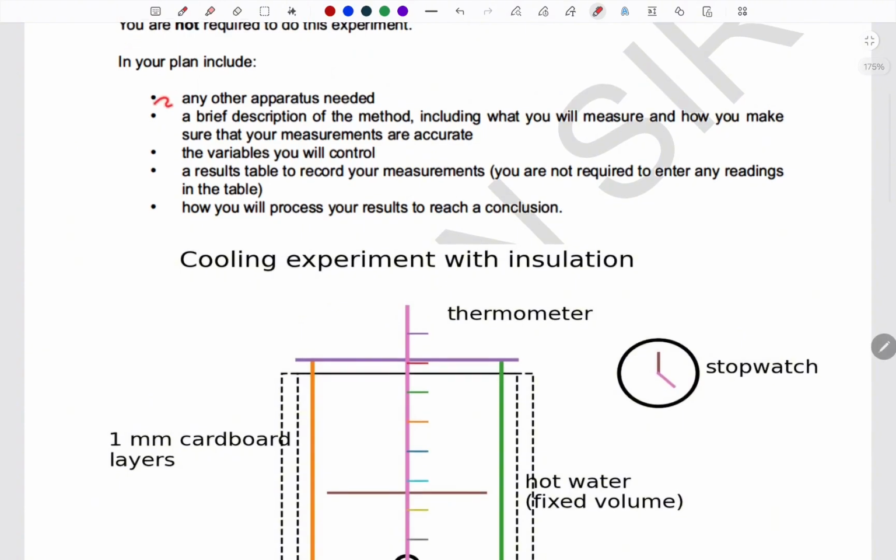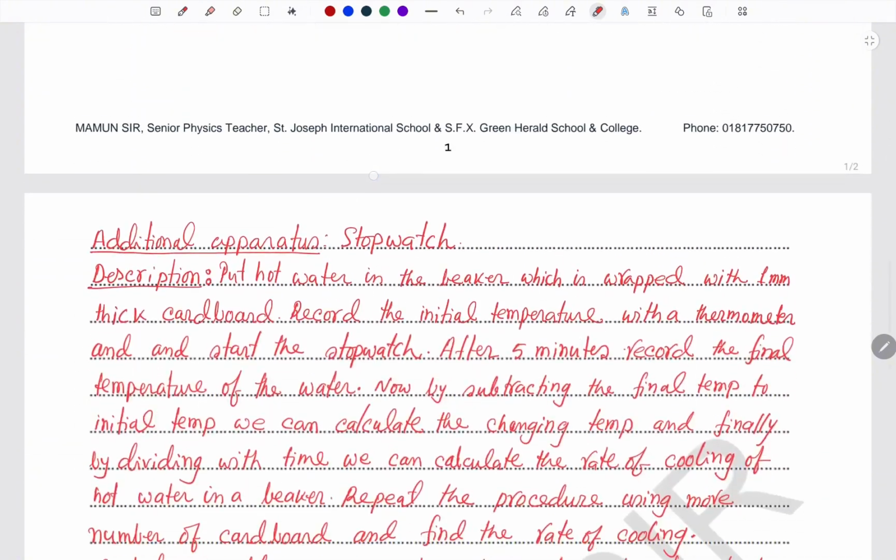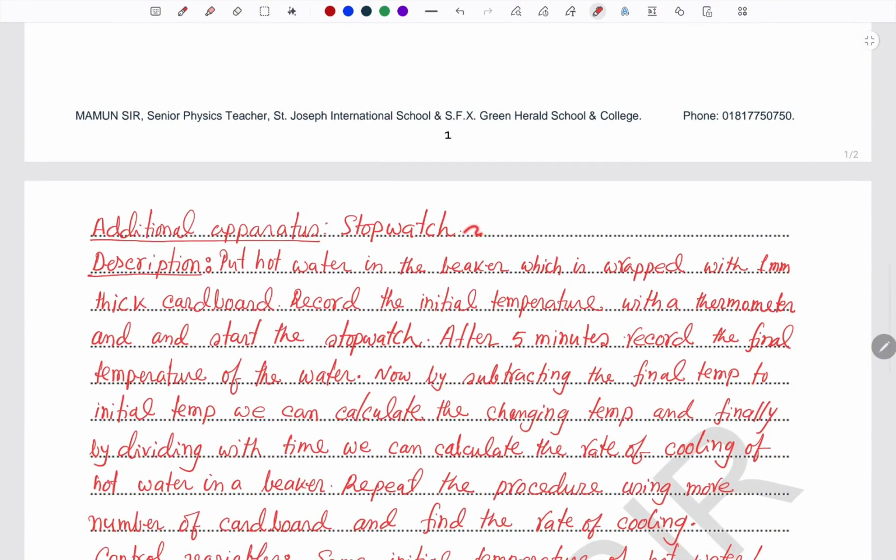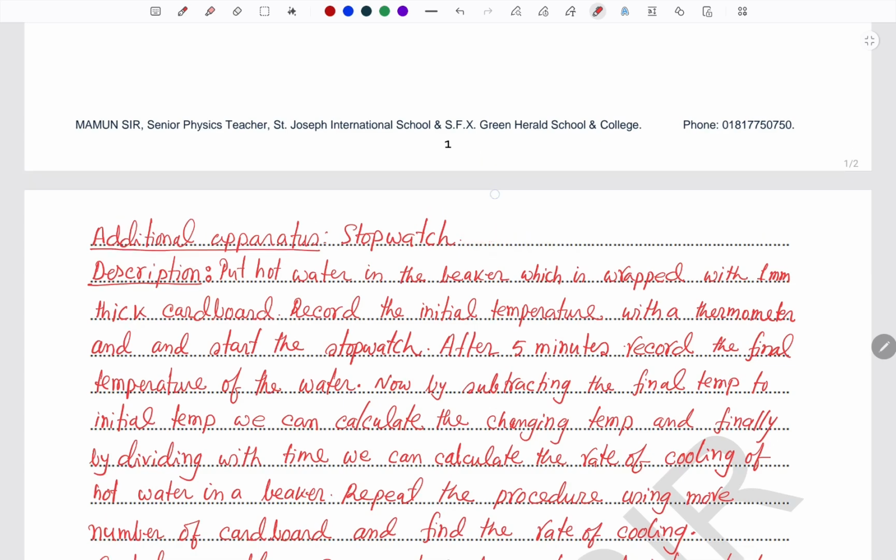First of all, see here 1, 2, 3, 4, 5. In this question we have 6 marks. So mark segregation is very important. First mark, any other apparatus needed. The stopwatch is not given here. So first of all, you will write additional apparatus: stopwatch.